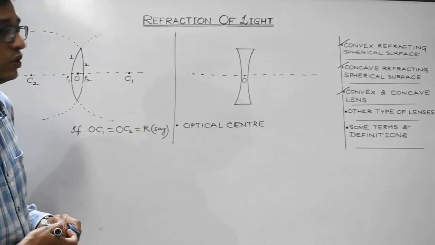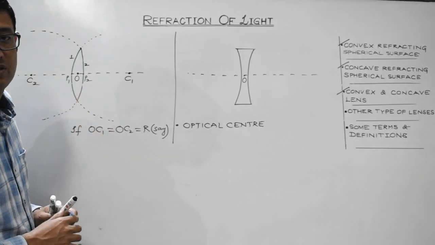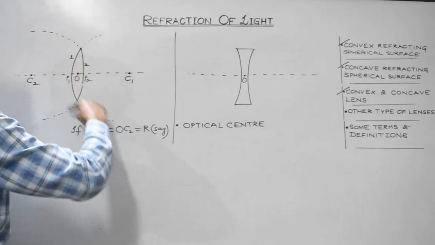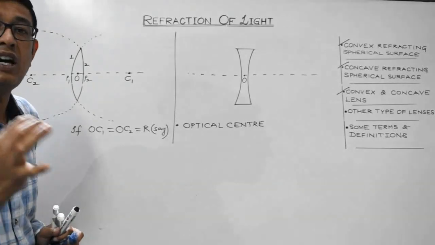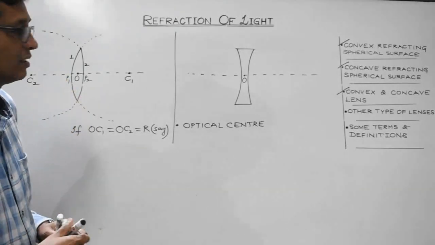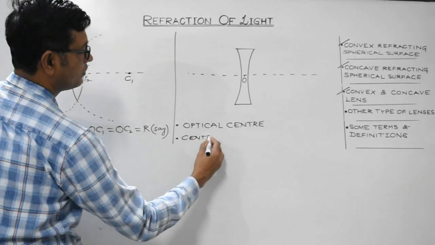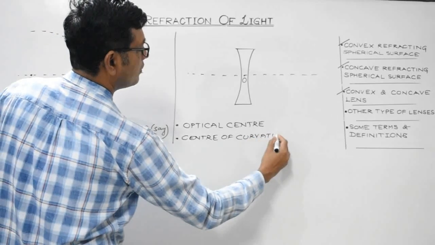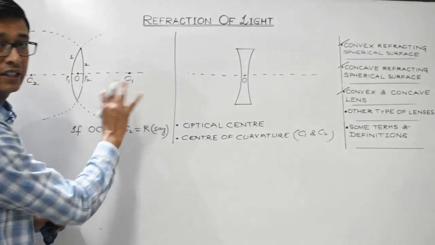So again I repeat, students, what are C1, C2? These are the centers of curvature. So how do you define center of curvature? It is the center of the sphere of which the curved surface of the lens forms a part. Again, C1 and C2 are the centers of curvature. There are two centers of curvature.